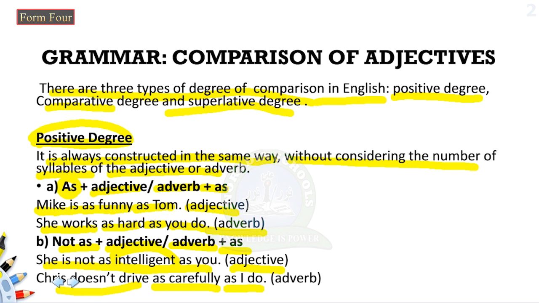So there are three comparisons of adjectives: positive degree, comparative degree, and superlative degree. So the positive degree is always constructed in the same way, because Chris doesn't drive as carefully as I do. So it's constructed as carefully.